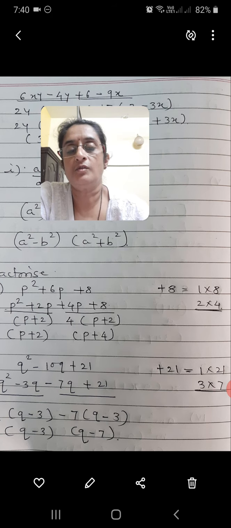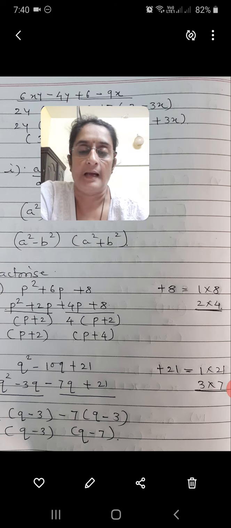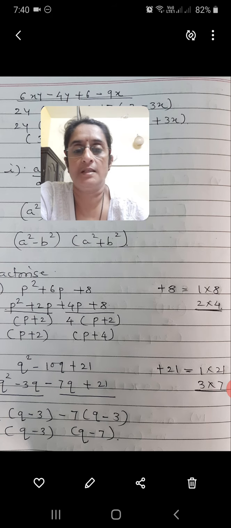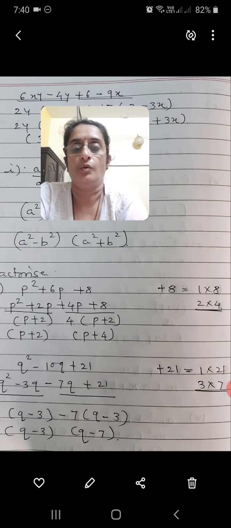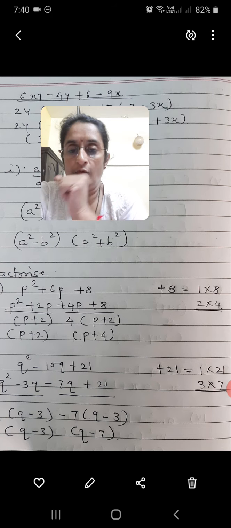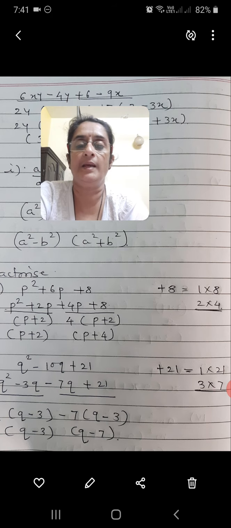Now which numbers give 1 and 8? Either addition or subtraction of these numbers doesn't give you 6. Take 2 and 4. Either addition or subtraction of these two numbers has to be 6. So addition of 2 and 4 is 6. Now we have to split the middle term, that is 6p, in such a way that 2p and 4p, because 8's factors are 2 and 4.